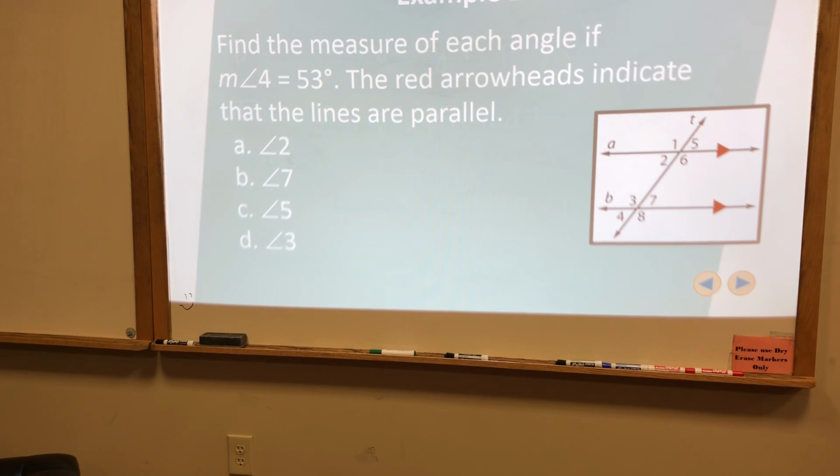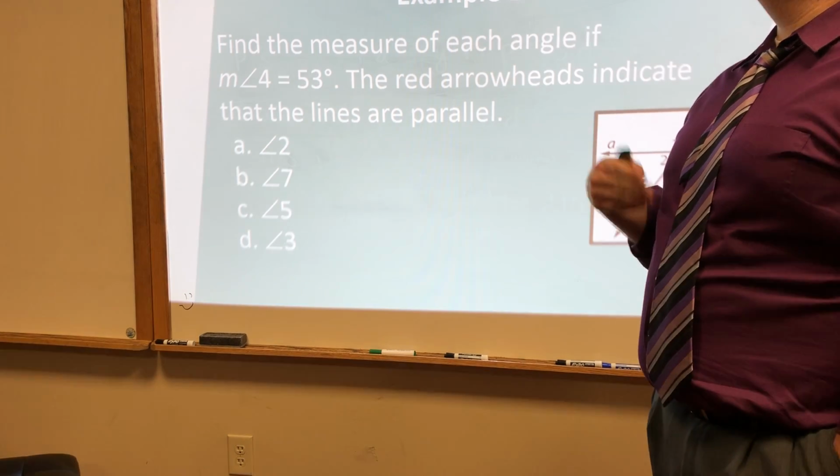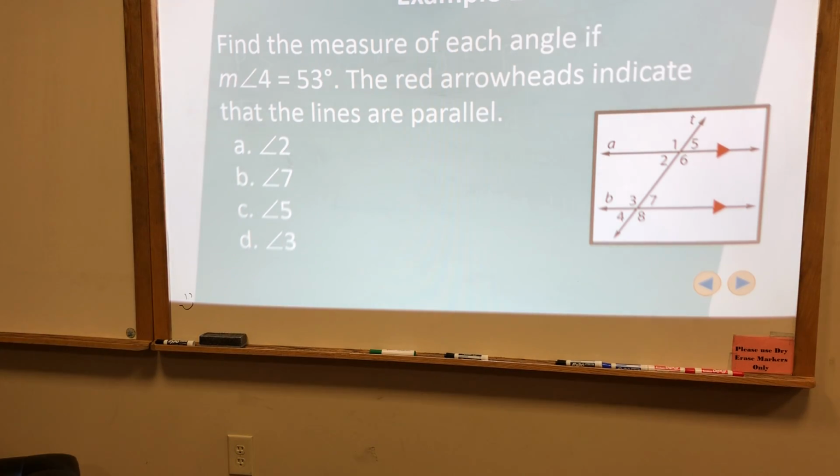So let me ask you a question. Angle 2 and angle 4 are corresponding. So what would that make them? Remember back to our definition, the postulate 3.11. Brandon? They would be congruent. That's correct. So your answer, the red indicates parallel. So angle 2 is going to be congruent. So if angle 4 is 53, what's angle 2? If they're congruent, Brenton, 53. Good.